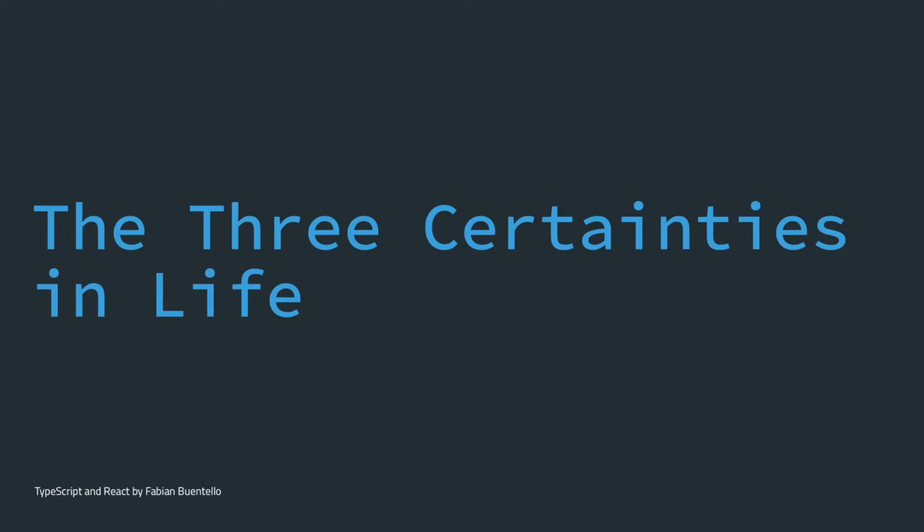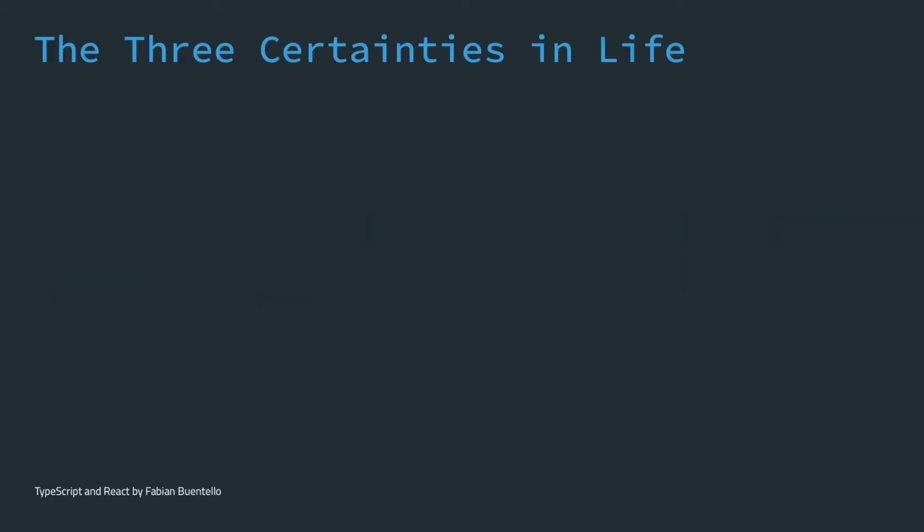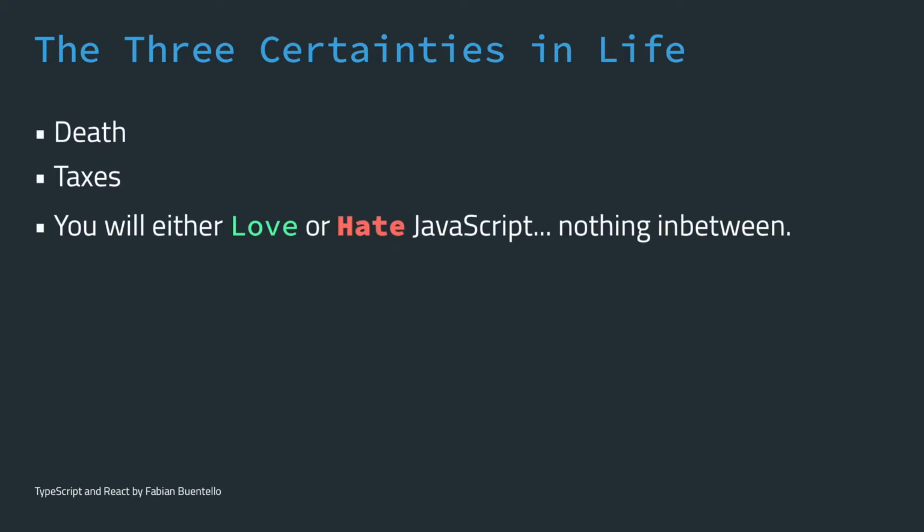So the 3 certainties in life. I felt it was fair to open the presentation with this, which I'm assuming you as JavaScript developers know. That is death, taxes, and you will either love or hate JavaScript. Nothing in between. I've never met anyone who's like, yeah, JavaScript's okay. It's either you love it or you hate it. And finally, there will always be an off-by-1 error, so prepare yourself.